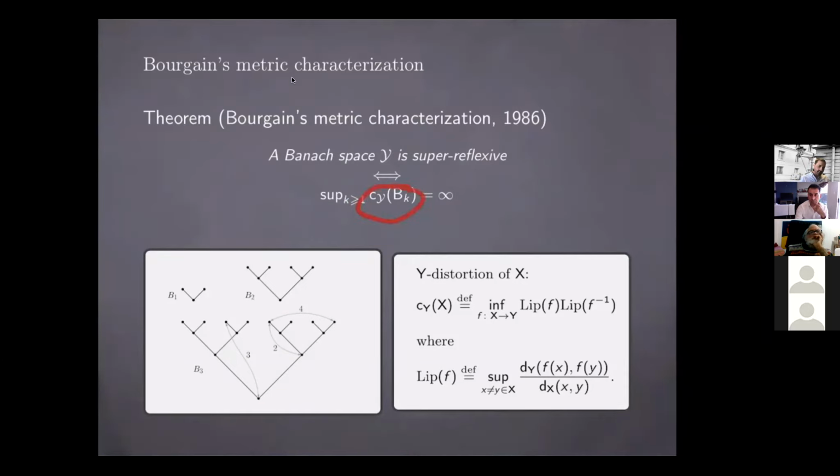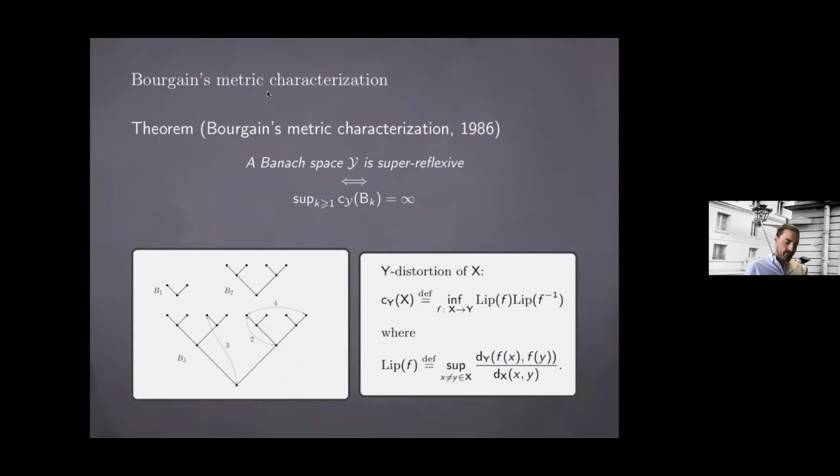And this parameter here is the Y distortion of B_k, and it's defined as follows. Given two arbitrary metric spaces X and Y, you can try to understand how well you can embed X into Y in a bi-Lipschitz fashion. What you do is look at all the injective maps f from X into Y. You compute the Lipschitz constant of f and the Lipschitz constant of the inverse. You multiply, and you get the distortion of the embedding. It tells you how the pairwise distances are distorted, and then you take the infimum over all the possible Lipschitz embeddings. So this parameter tells you how well you can embed X into Y.